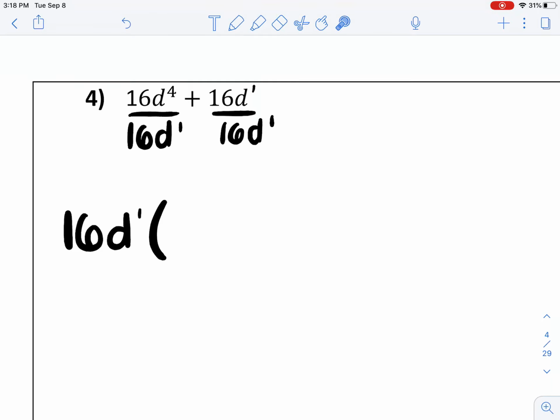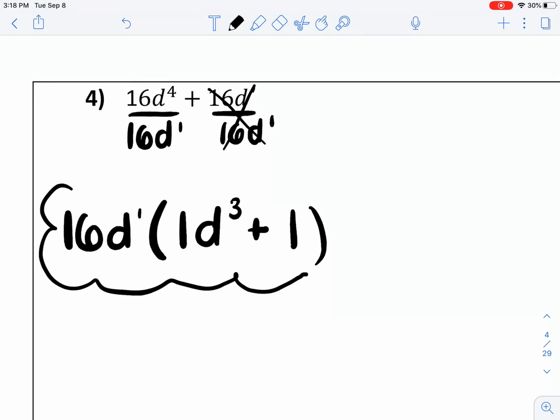Put my answer in parentheses. 16 divided by 16 is 1. And d to the fourth divided by d to the first, you subtract exponents, so 4 minus 1 is 3. Plus 16 divided by 16 is 1 again, and actually d to the first and d to the first are the exact same thing, so they technically both can cancel each other out, but you do need a 1 there. If the whole term cancels out, you need the 1 as a placeholder. So we have 16d times 1d to the third plus 1.